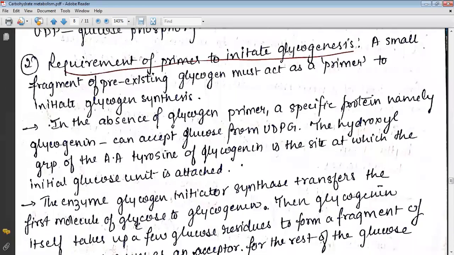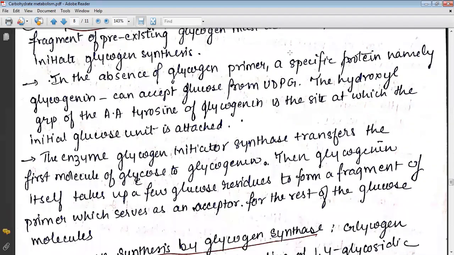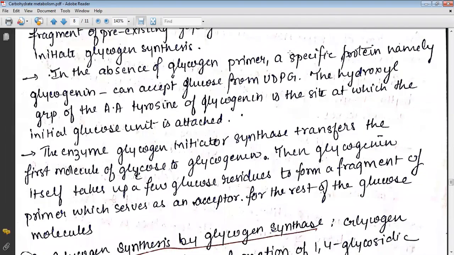Then comes the second step, which is the requirement of a primer to initiate glycogenesis. A small fragment of pre-existing glycogen must act as a primer to initiate glycogen synthesis. In the absence of glycogen primer, a specific protein, namely glycogenin, can accept glucose from UDPG. The hydroxyl group of the amino acid tyrosine of glycogenin is the site at which the initial glucose unit is attached. The enzyme glycogen initiator synthase transfers the first molecule of glucose to glycogenin. Then glycogenin itself takes up a few glucose residues to form a fragment of primer, which serves as an acceptor for the rest of the glucose molecules.